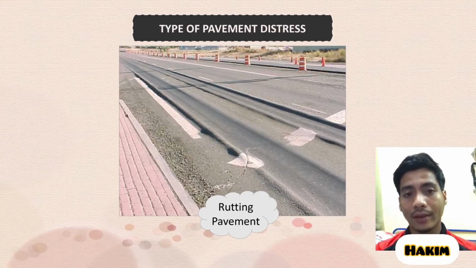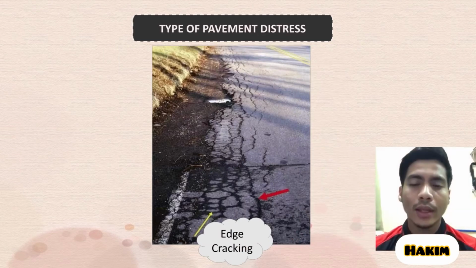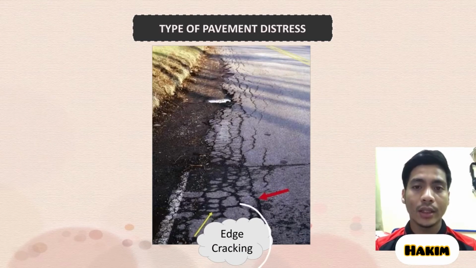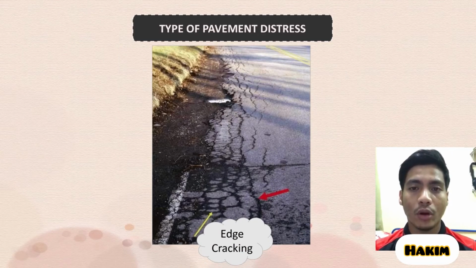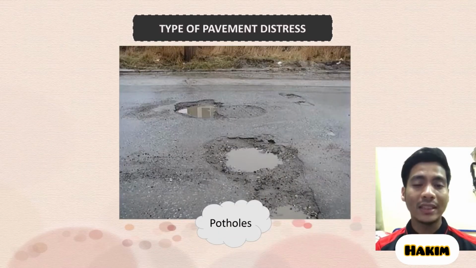Rutting is defined as longitudinal deformation or depression in the wheel track caused by repetitive axle load. Then is edge cracking. Edge cracks are crescent-shaped or continuous cracks that run parallel to the pavement edge and are generally between 300 mm to 600 mm from it.